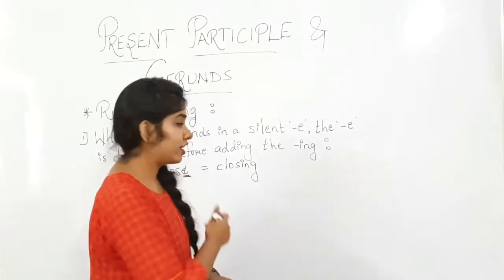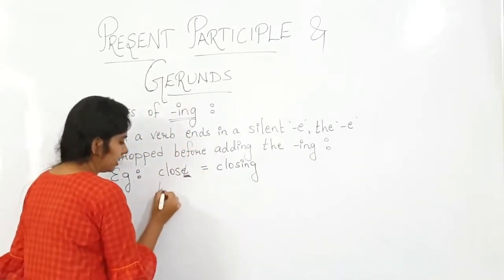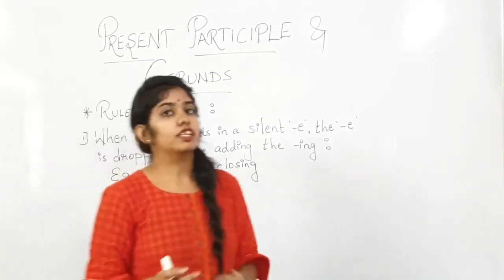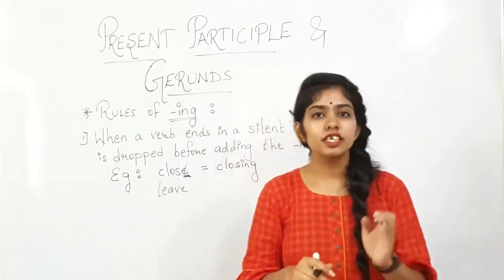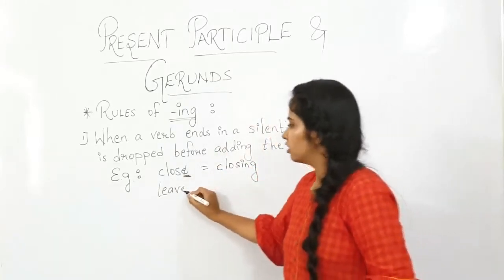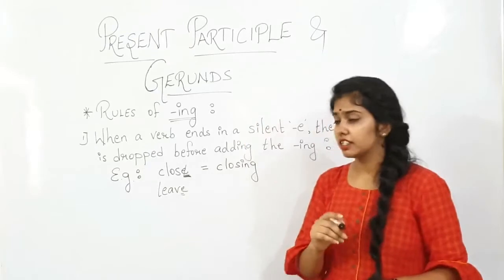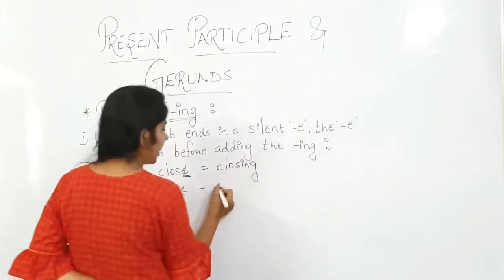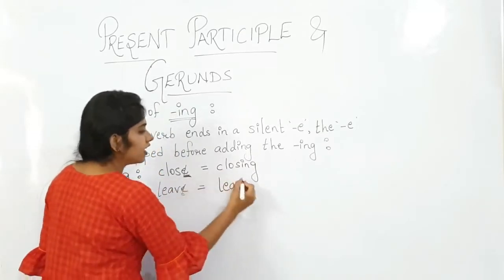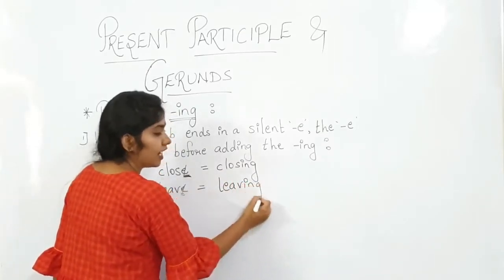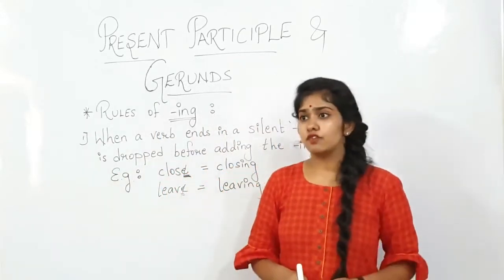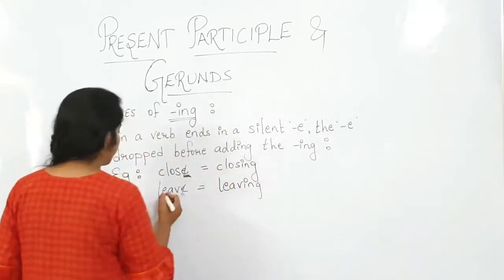Another example, let's take leave. The last sound is v. After that, no other sounds are there. So over here also e is silent, right? So while adding ing, we will not write e. We will cut the e, and instead of that we will add ing: leaving, right? Then after, one more example, please.